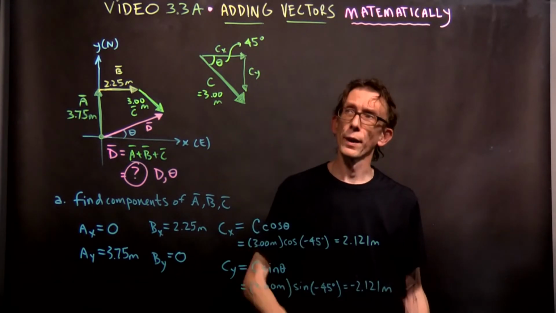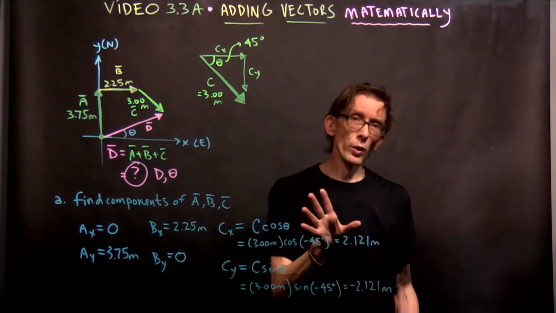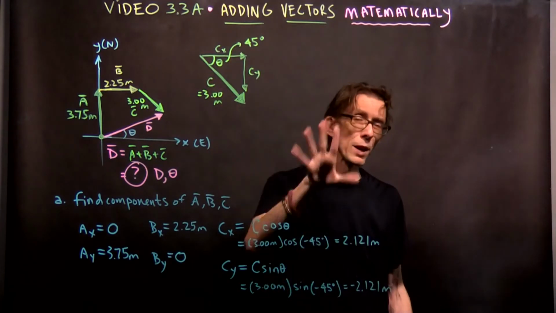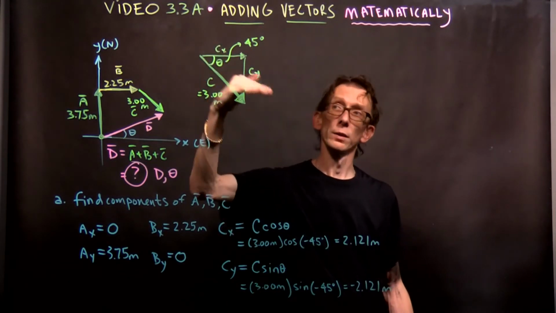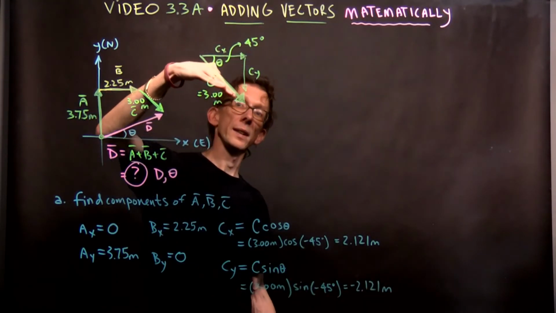Now before I march on, let me say that this might be a little confusing about this negative 45 and the 45 there. There's two ways of doing this. One is to always measure every angle from the positive x-axis. And if you did that, this would be a negative angle because you're going down from the positive x-axis.